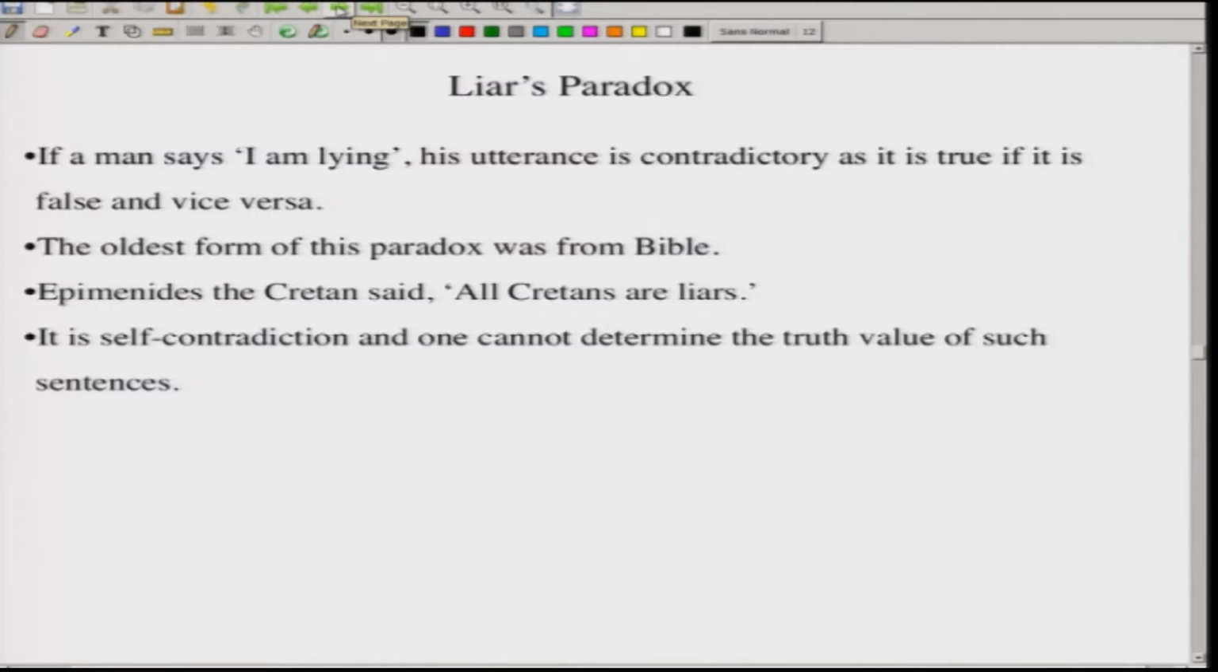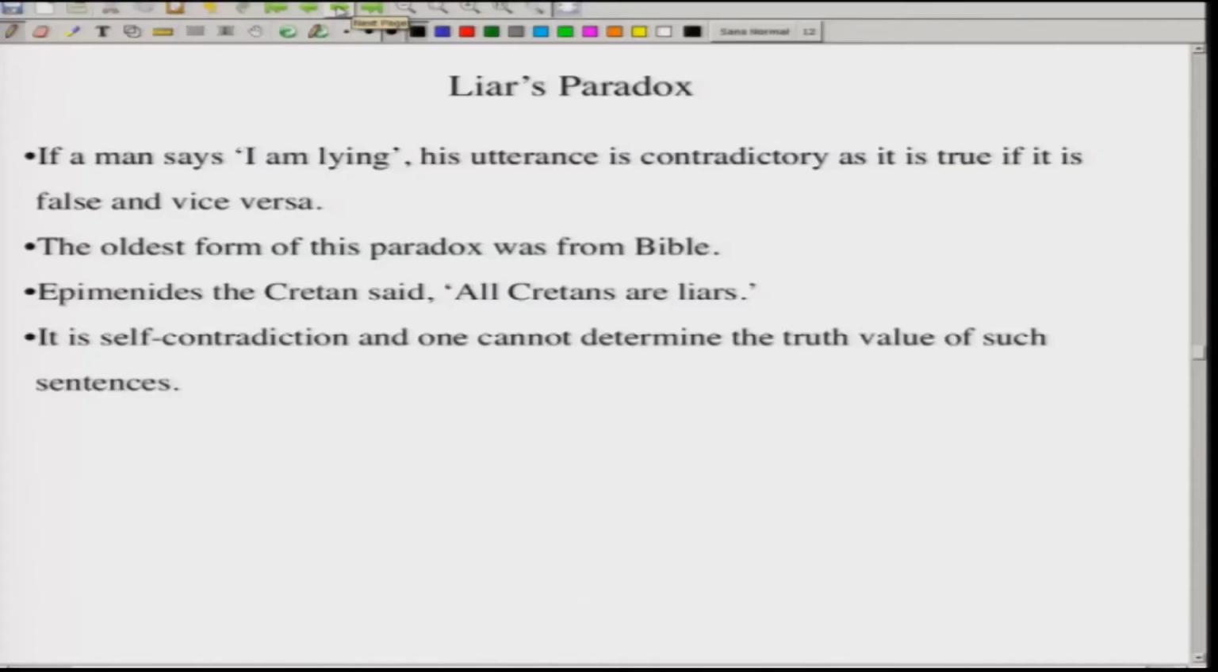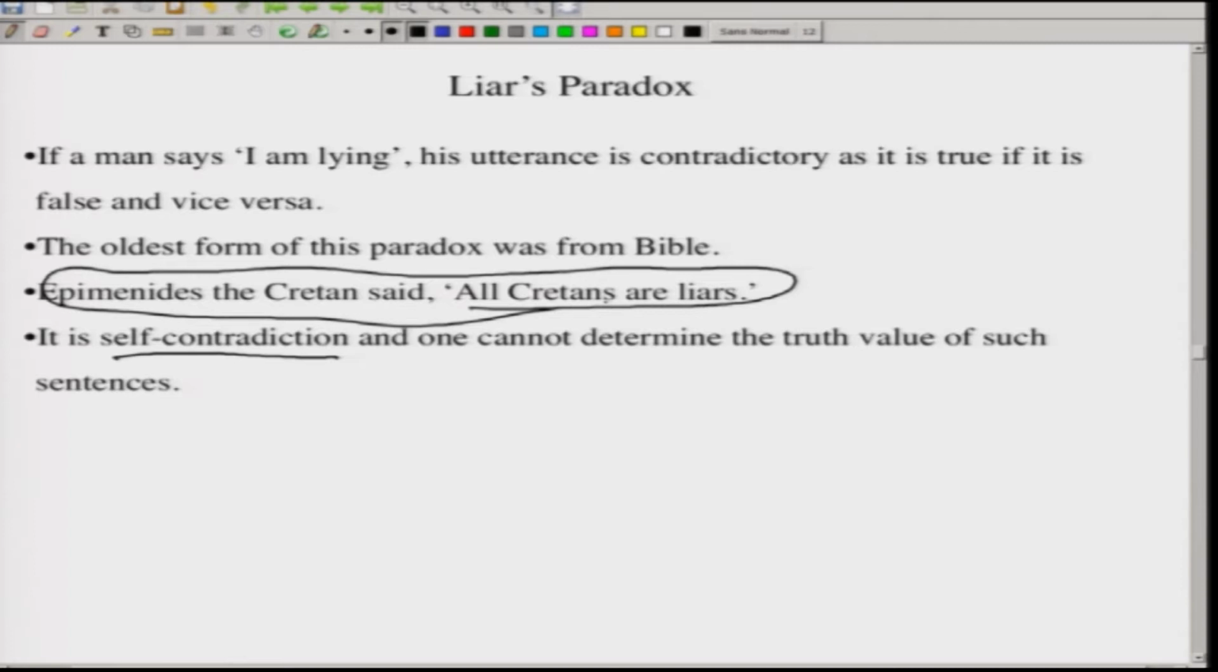The oldest form of this paradox was from the Bible. The Bible talks about a Cretan called Epimenides, who claims that all Cretans are liars. Now, the problem is, if all Cretans are liars, then Epimenides himself is a liar, and in that case what he says is not true, he is lying, and in that case it is not true that all Cretans are liars. So this is the problem. You can see the self-contradiction inherent in cases like this in the liar's paradox.